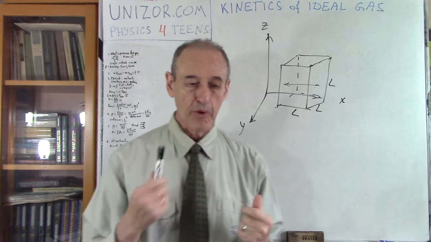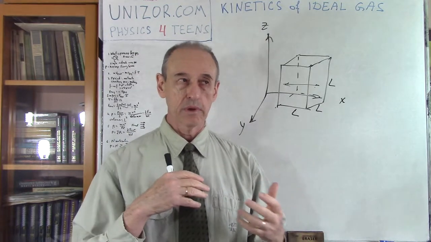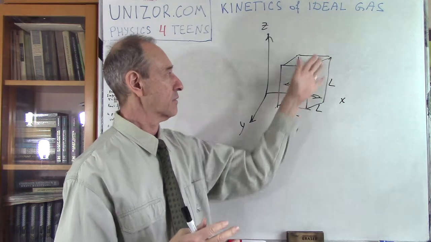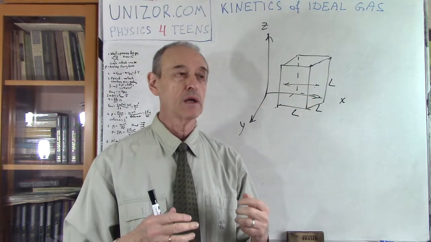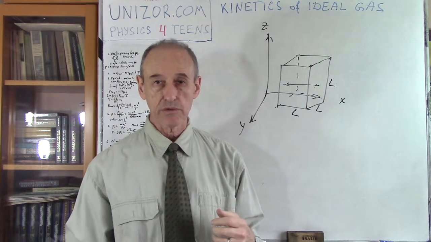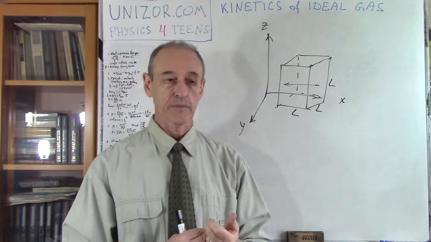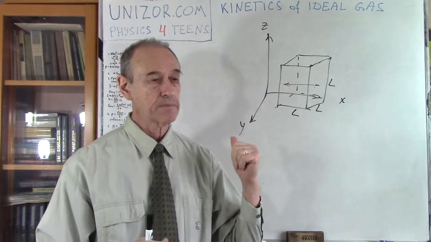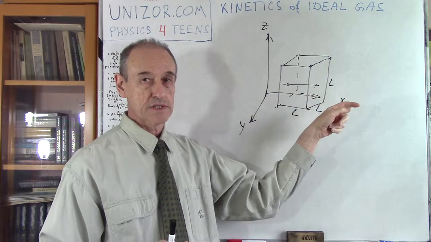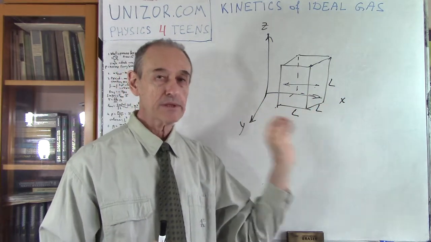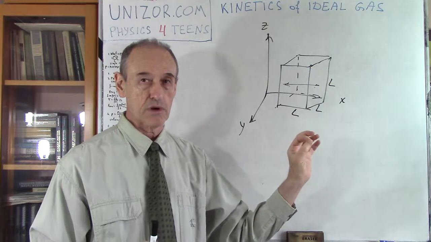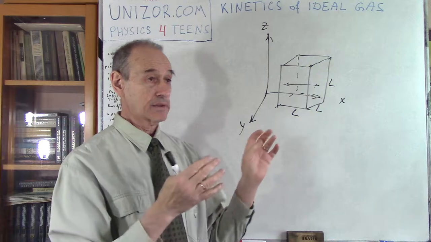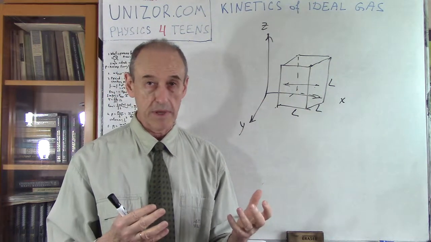Our purpose is to express the pressure which gas exerts on the walls of the reservoir in terms of kinetic characteristics like mass and the speed of the molecule. Now, so what happens in this particular case? Well, the molecule goes in this direction and momentarily exerts a certain pressure. Now, the wall reflects it back, and while it's traveling, there is no pressure, basically.